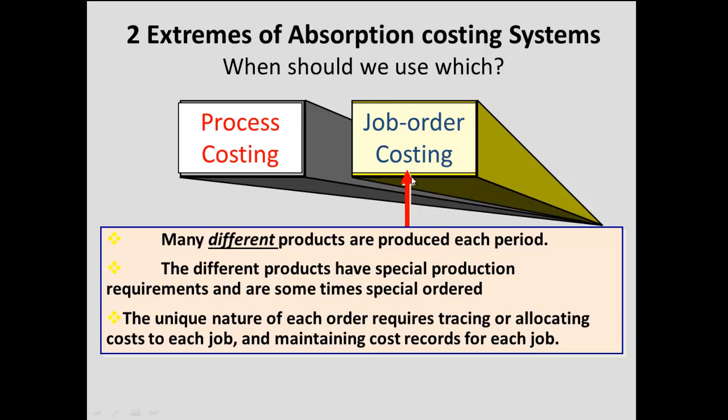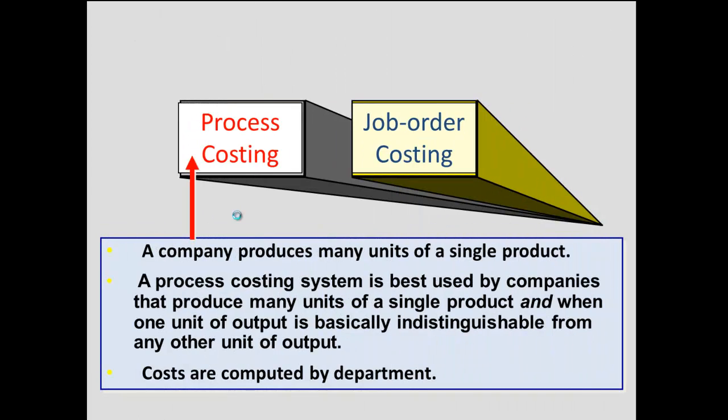That's a huge job, isn't it? Most of those cruise ships are different. They are distinguishable. Versus process costing would be good for something like manufacturing toilet paper rolls or number 2 pencils. In this case, you can see it produces many units of a single product, and we would worry about computing cost by department. This is not the focus of this chapter, though, so we'll get back to job order costing.